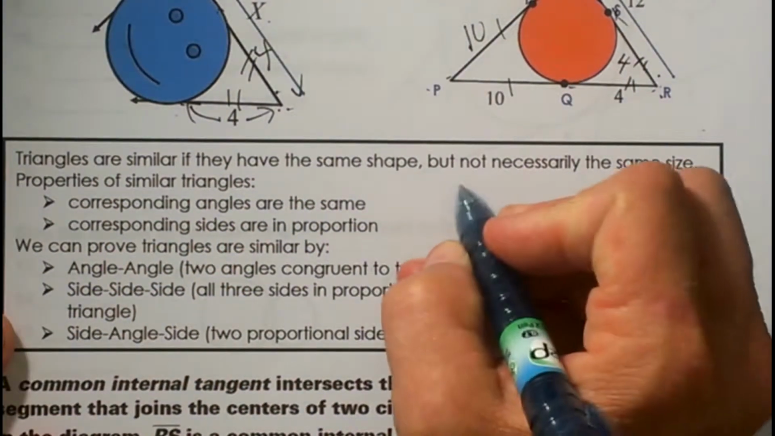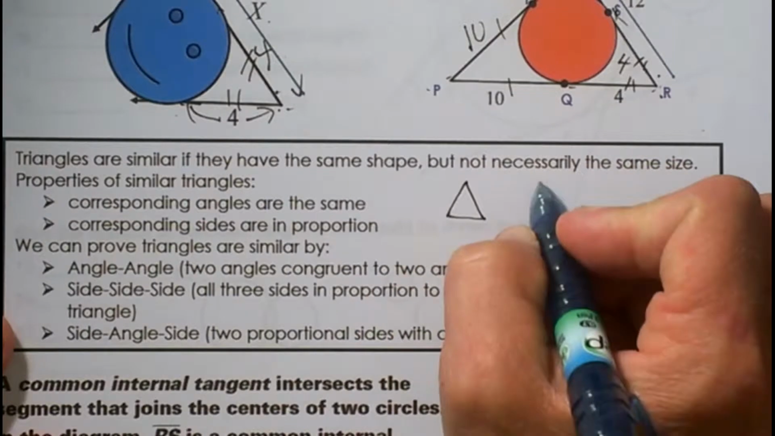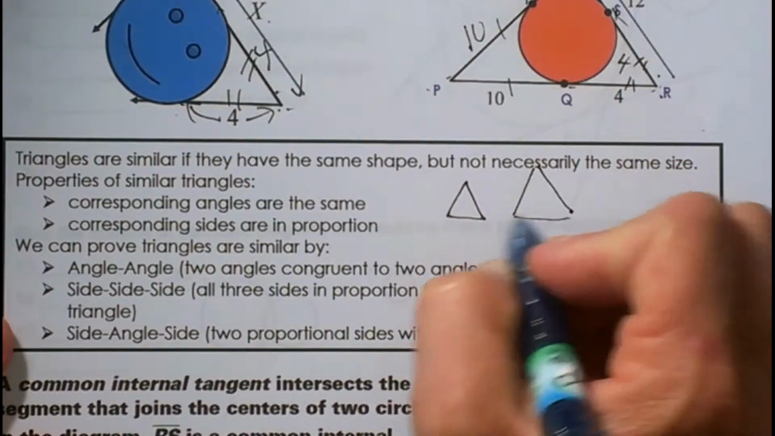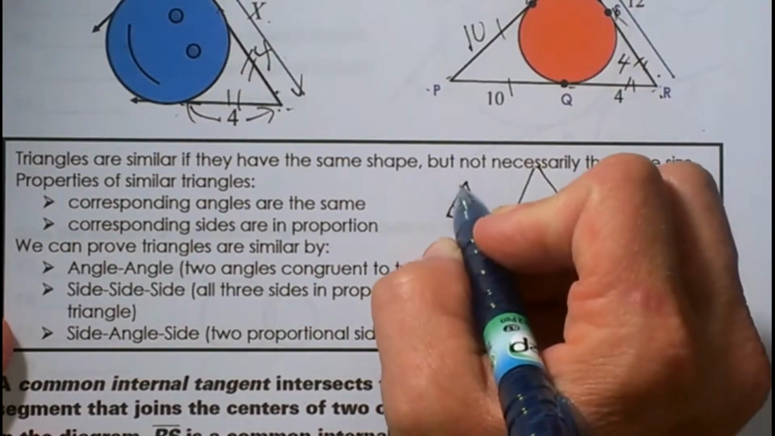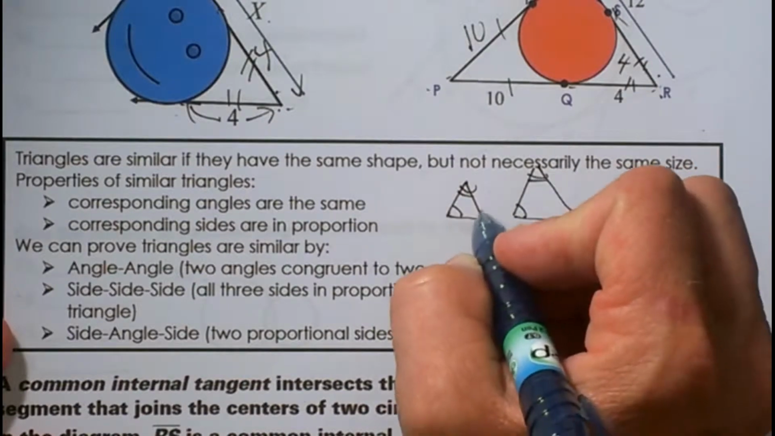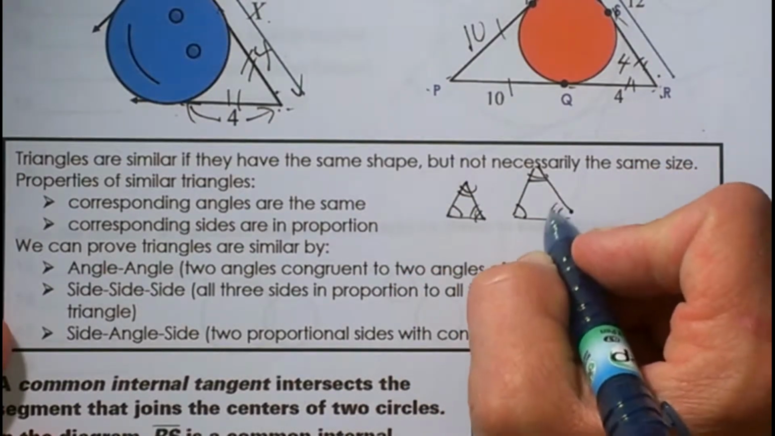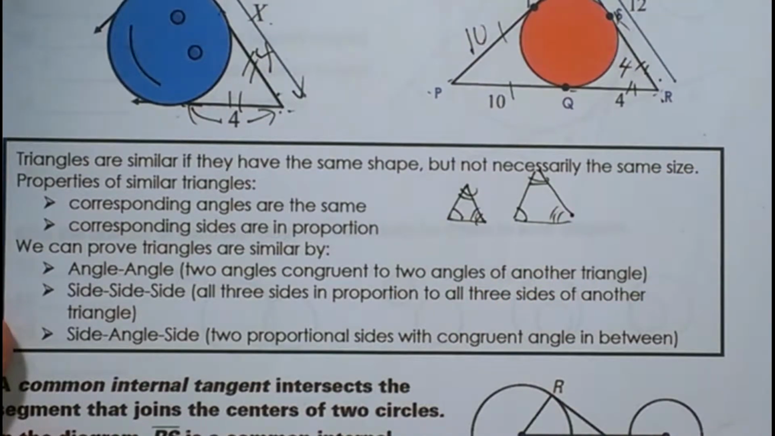So let's draw one. Let's see. I have a little triangle and then a bigger triangle. And as long as these two angles are the same, these two angles are the same, and these two angles are the same, I can say that those are similar. It's just like going to a photocopier and making it larger.